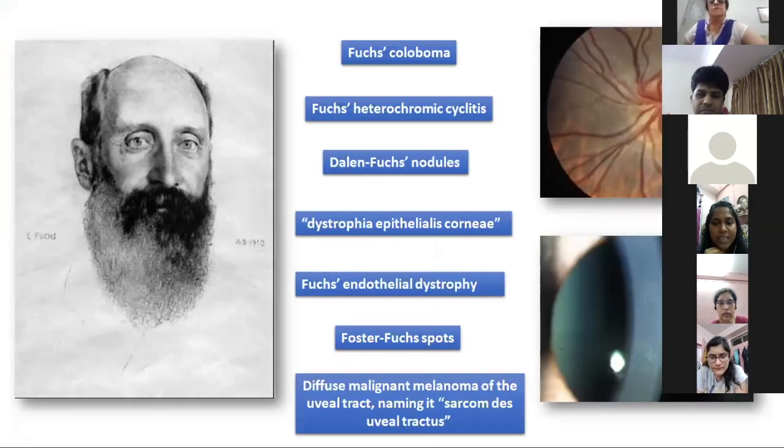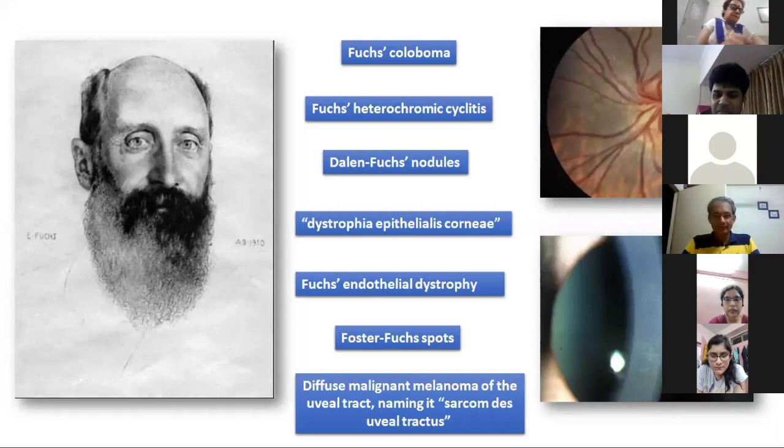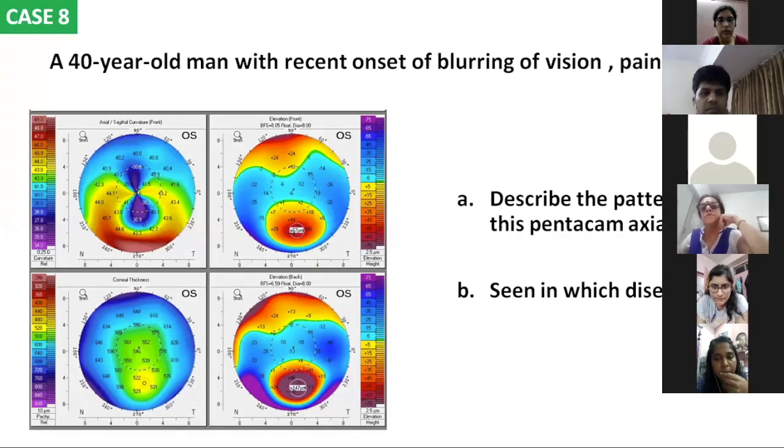Malignant uveal melanoma was first described by Fuchs, but he had described it as a sarcoma of the uvea. I think she answered few contributions. She answered well. Okay, so full marks, ma'am? Yes, full marks. Okay, thank you. Please be loud and clear.